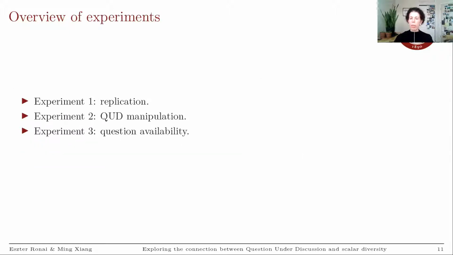So this is the hypothesis that we explore in 3 experiments. As I mentioned before, first we're going to replicate the basic scalar diversity finding, and then we're going to conduct a QUD manipulation by manipulating overt questions in a dialogue. And finally, in our third experiment, we're going to operationalize question availability and explore whether it indeed predicts scalar diversity.